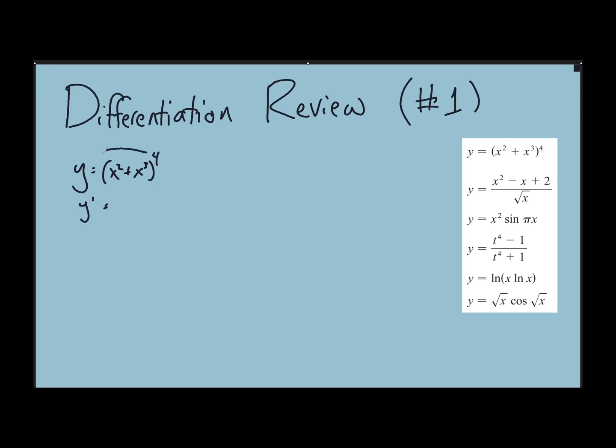That's going to be an exponent rule from the outside. I'll write exponent here just to remember what rule we used. 4 times x squared plus x cubed to the third, just subtracted by 1, and then multiply by the derivative of the inside. That's a chain rule. And we did the outside function, and now we have an inside function here. That's just 2x plus 3x squared. And that's the end of that problem.